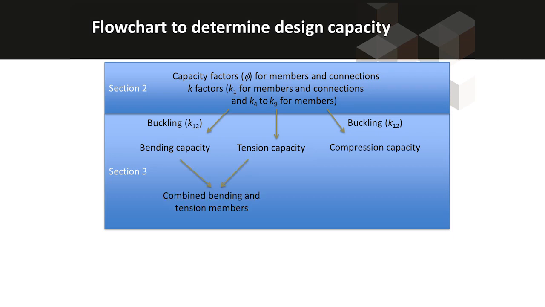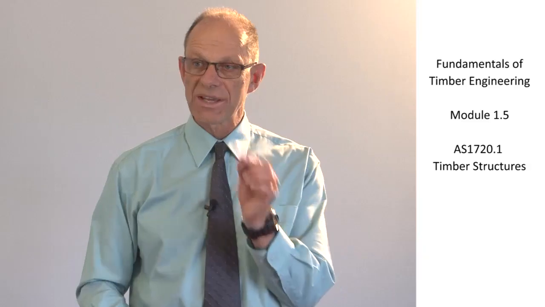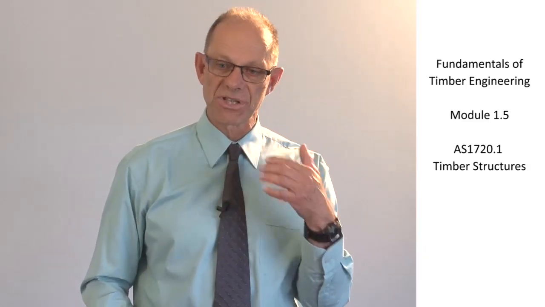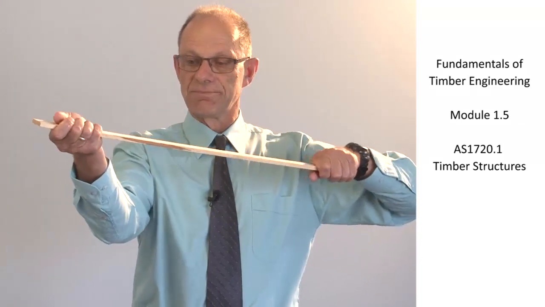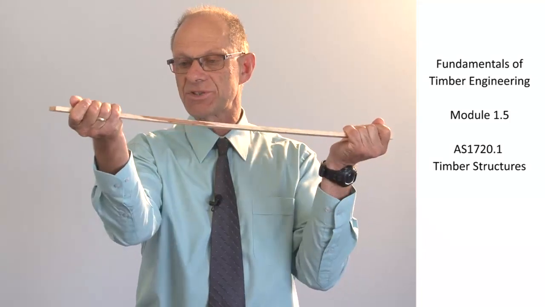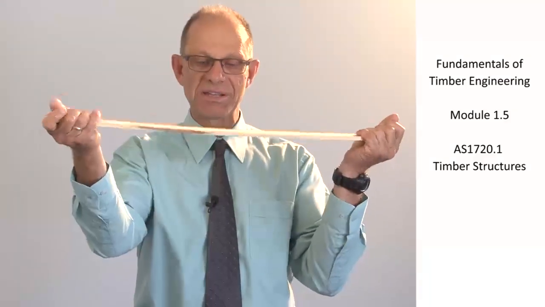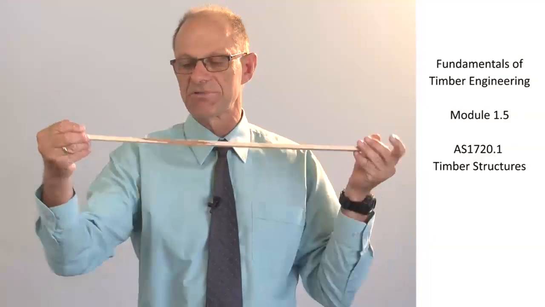So having found the bending capacity, the tension capacity and the compression capacity, we can also evaluate members that have both bending and tension. So combined bending and tension members or combined bending and compression members, where they're resisting two different types of action together.